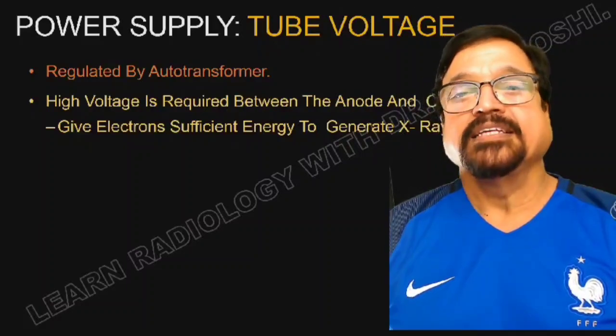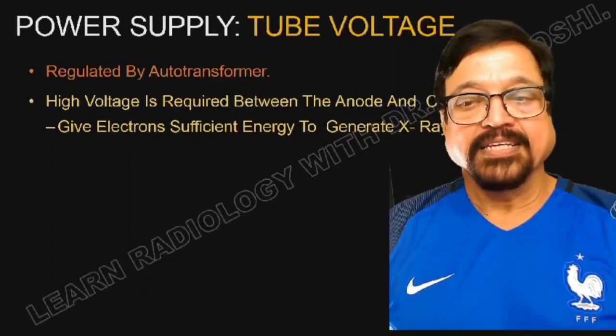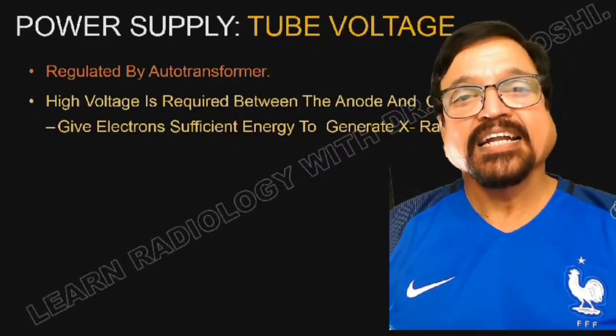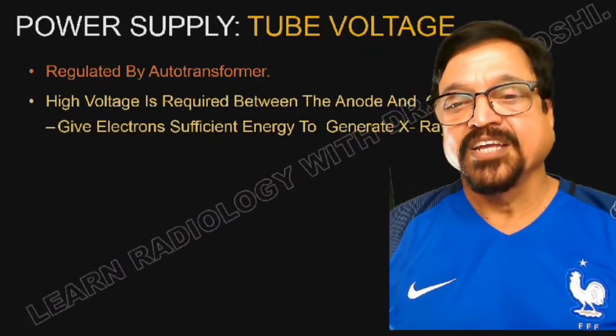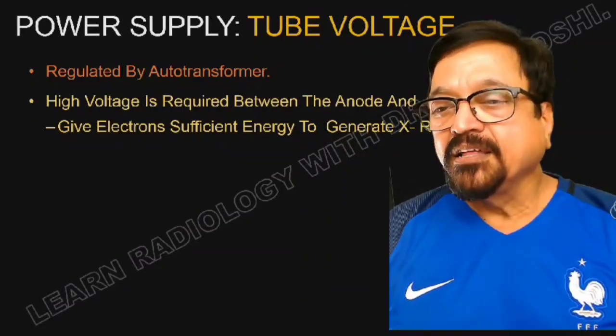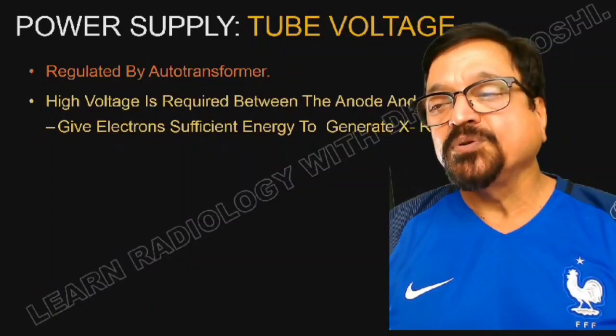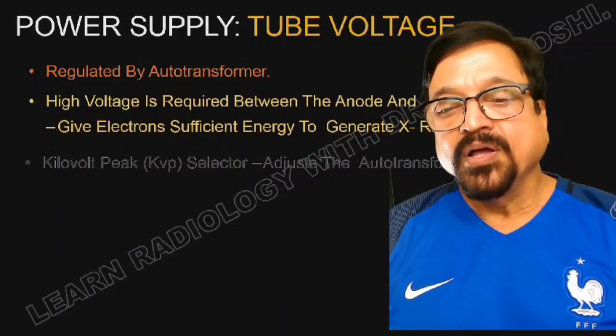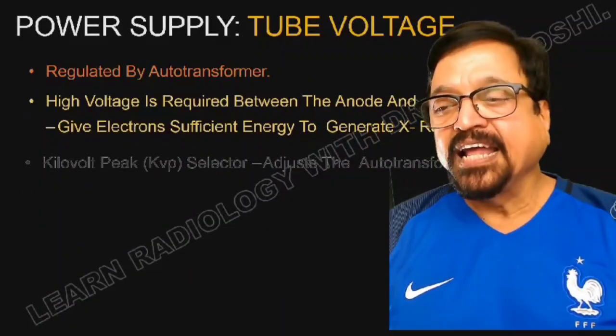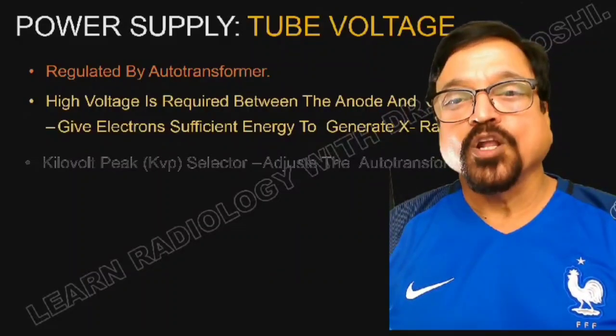Now tube voltage is regulated by an auto transformer. This is another type of transformer: step up transformer, step down transformer, and third is auto transformer. These three are discussed in three different lectures. High voltage is required between the anode and cathode to give these electrons sufficient energy to generate X-rays.